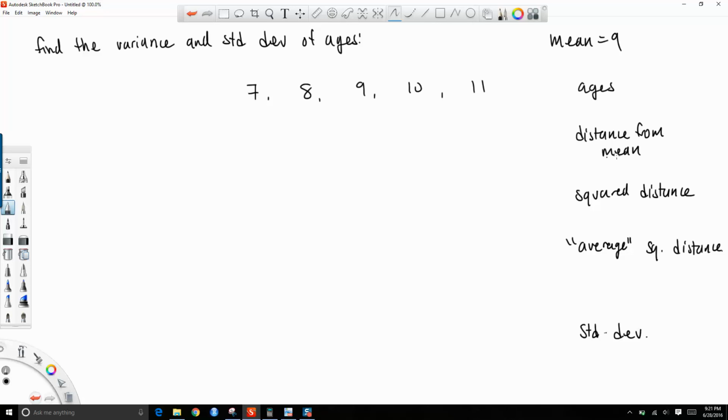Okay, so if we want to find the variance and standard deviation of the ages, we want to find the average squared distance from the mean. So we're going to subtract the mean off of each of these, and we get the distance from the mean, which is -2, -1, 0, 1, and 2. This is our distance from the mean, which means our squared distances from the mean will be 4, 1, 0, 1, and 4.